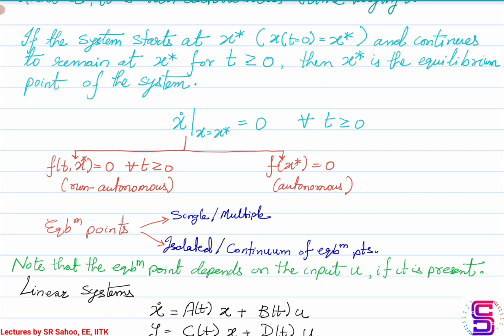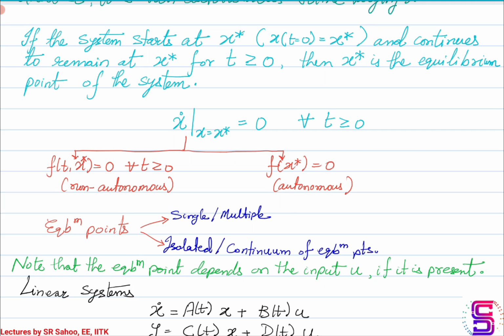Now you have to note here, as I said, since we will be considering unforced state equations, that does not necessarily mean that input is not present. So input is either in explicit form, has explicit dependence on time or the state vector or both of them. So the equilibrium point essentially depends on what, on the input.